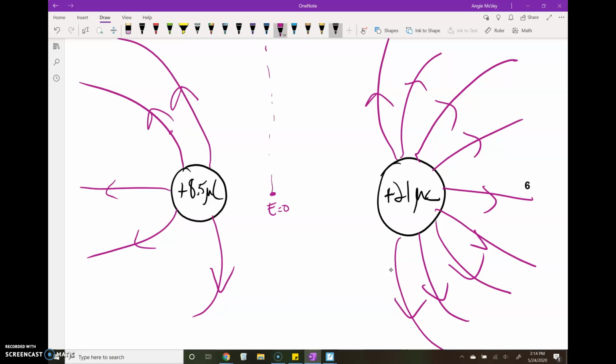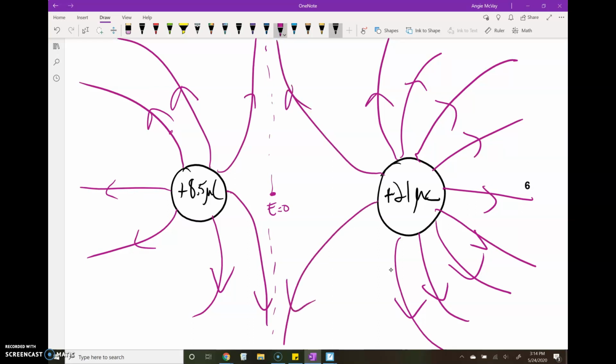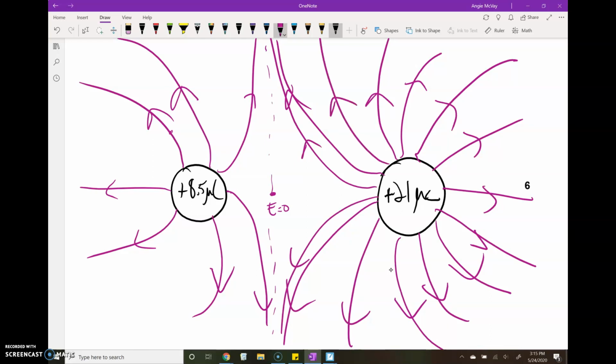And you would actually have a line anywhere on this vertical line where those electric fields would cancel each other out. And so it's almost kind of like an asymptote situation, where each of these has electric fields that kind of go like that.